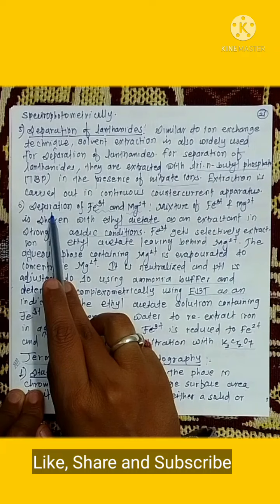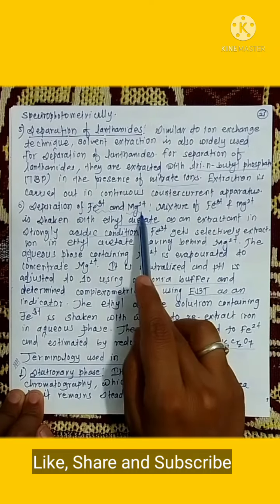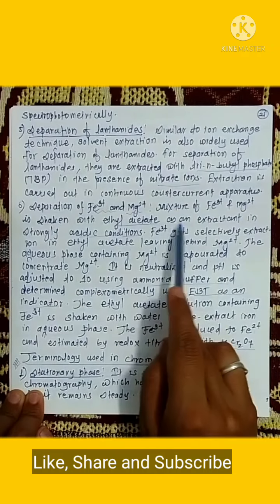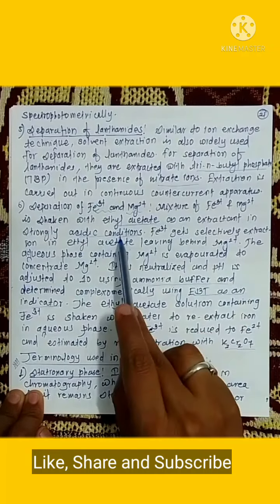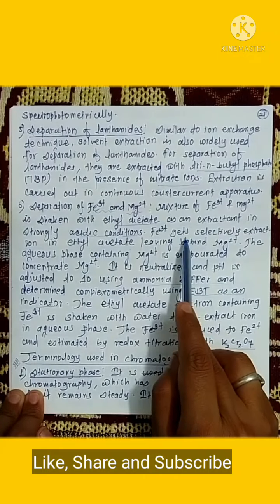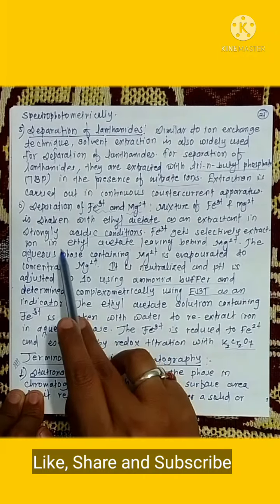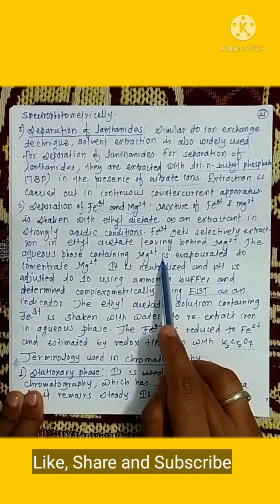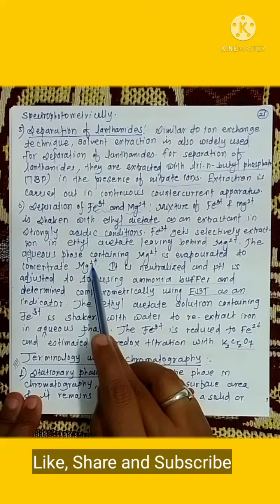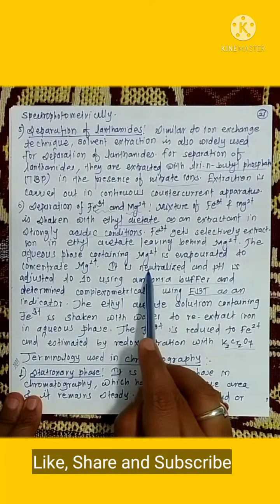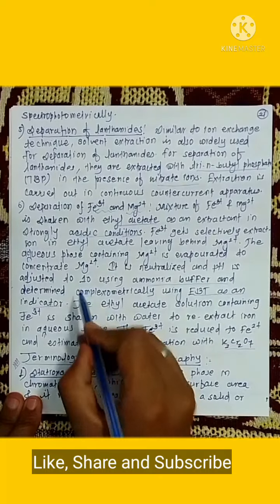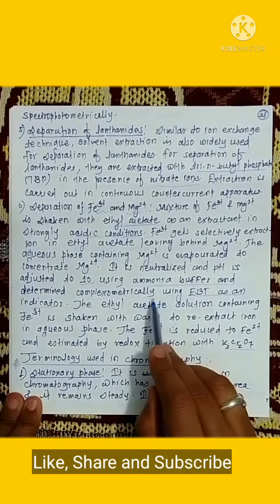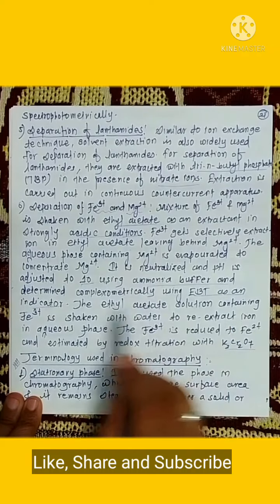Next application is in separation of Fe3+ and Mg2+ ions. Mixture of Fe3+ and Mg2+ is shaken with ethyl acetate as an extractant in strongly acidic condition. Fe3+ gets selectively extracted in ethyl acetate, leaving behind Mg2+. The aqueous phase containing Mg2+ is evaporated to concentrate Mg2+. It is neutralized and pH is adjusted to 10 using ammonia vapor and determined complexometrically using EBT as an indicator.